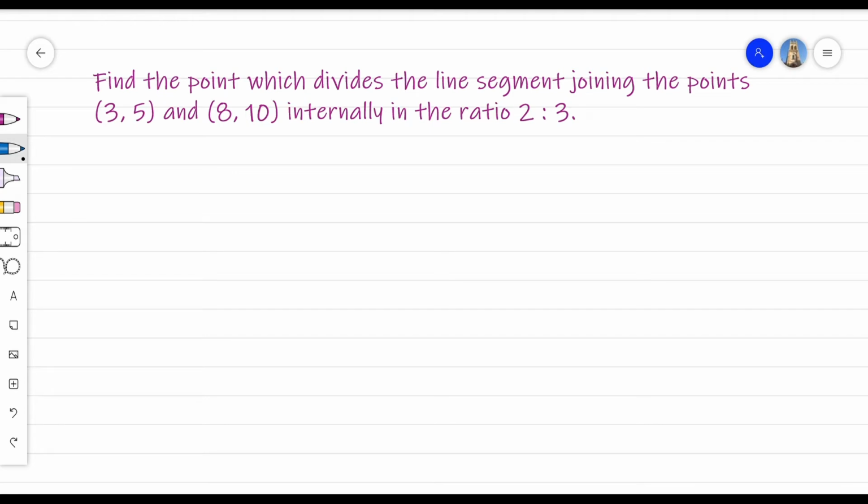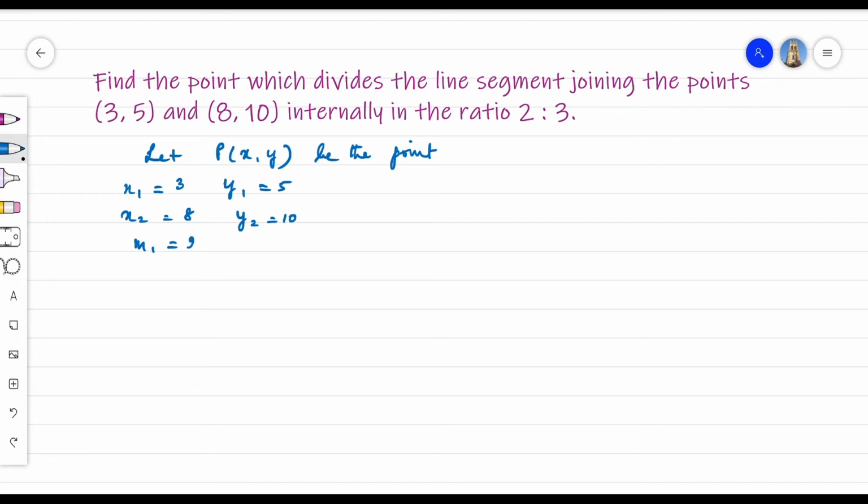Find the point which divides the line segment joining the points (3, 5) and (8, 10) internally in the ratio 2:3. Let P(x, y) be the point. Let us list out the given things here. x1 is equal to 3, y1 is equal to 5, x2 is equal to 8, y2 is equal to 10, m1 is equal to 2, m2 is equal to 3.